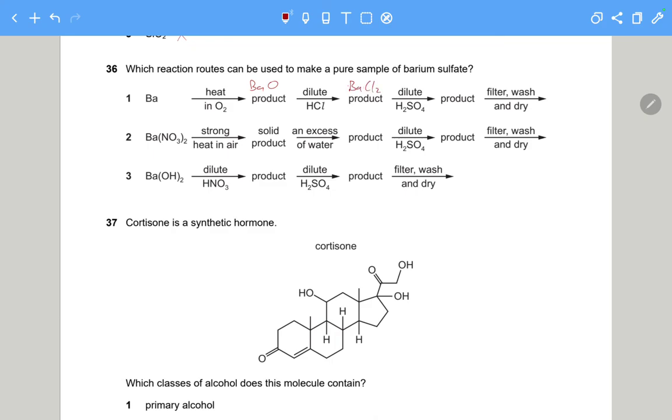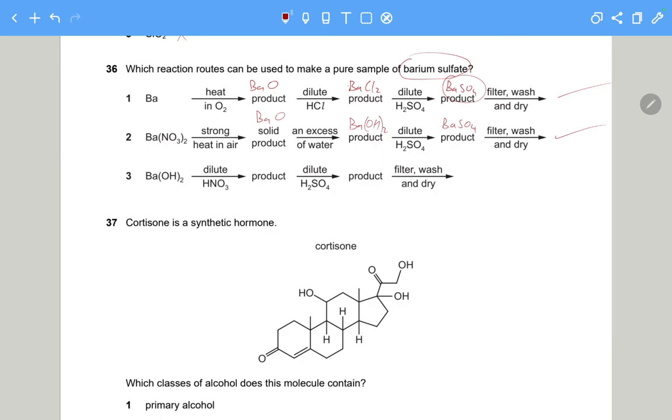And then you add it to dilute H2SO4, which will form BaSO4. And when you filter, wash and dry, you will make pure barium sulfate. So this is correct. Let's go through the second one. Ba(NO3)2, heat in air, you'll get barium oxide again. An excess of water, you'll get barium hydroxide, barium oxide will dissolve in water properly. Add to dilute H2SO4. Again, you get a white precipitate of barium sulfate as you got here. So, you filter, wash and dry, you get pure barium sulfate.